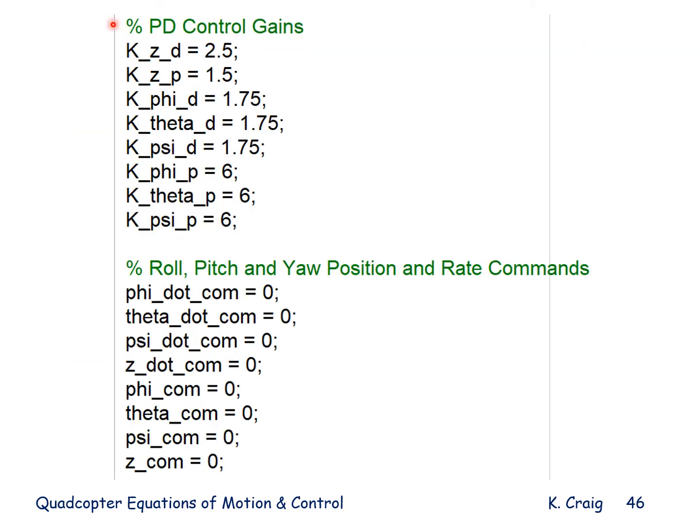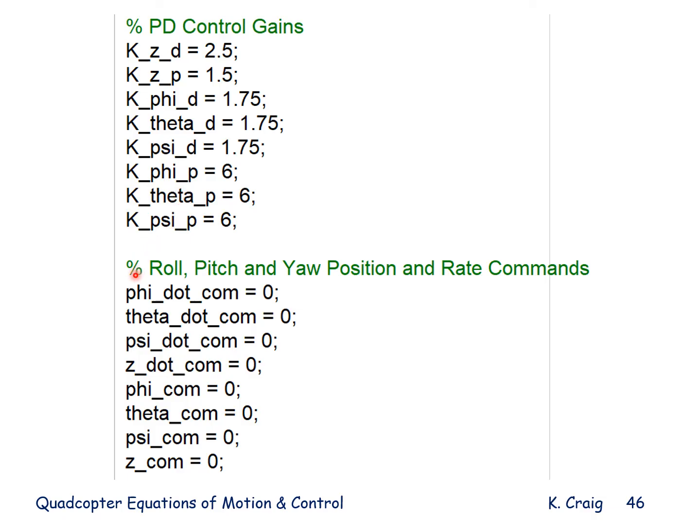The proportional derivative control gains are shown here. Here are the derivative and proportional control gains for the altitude z PD controller. And here are the derivative control gains for the 3 angular controllers, phi, theta, and psi. And here are the 3 proportional control gains for the 3 angles, phi, theta, and psi.